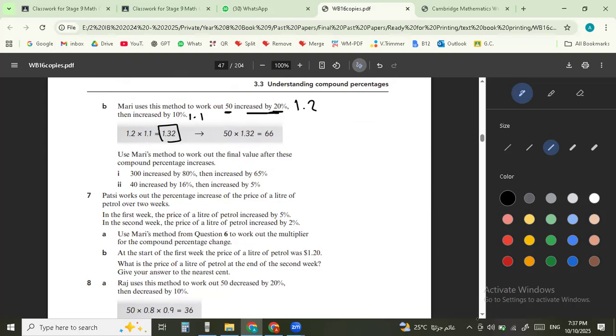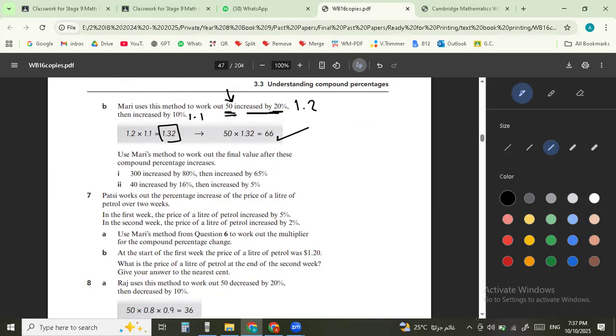Now we need to increase the 50. We're going to do 50 multiplied by 1.32. 50 times 1.32 is equal to 66. This is Mary's method. They want you to use Mary's method to do the same thing here.